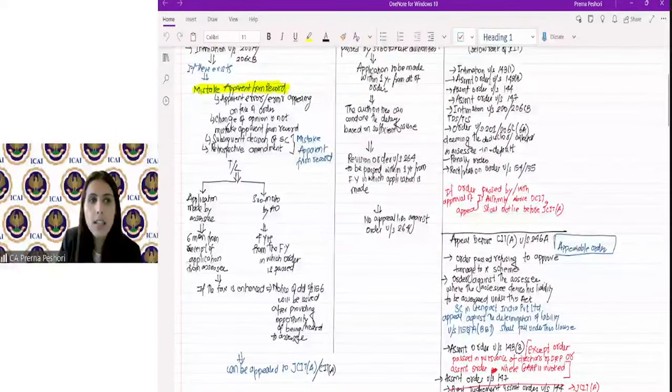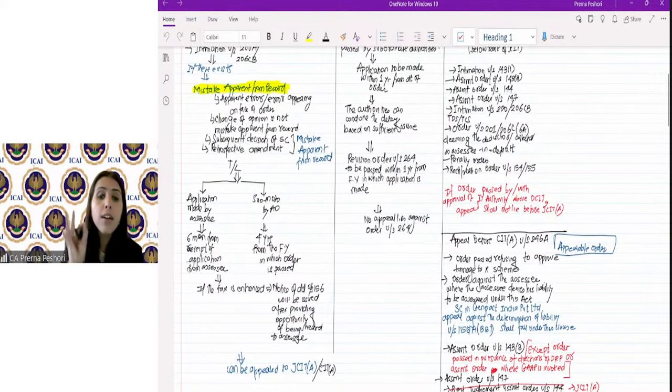Yes, students. Okay, so let's proceed further. Now, the matter from the ITAT goes to the High Court. As I said, the ITAT is a final fact-finding authority. Therefore, any question of fact will not traverse to the High Court, and that cannot be made the subject of an appeal before the High Court. Only if it is a question of law can the High Court decide it.